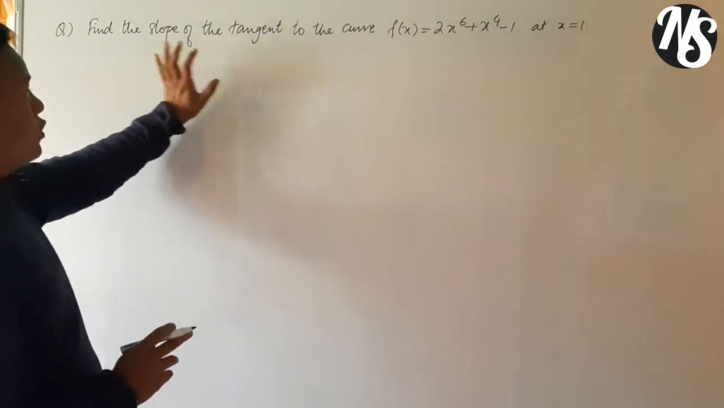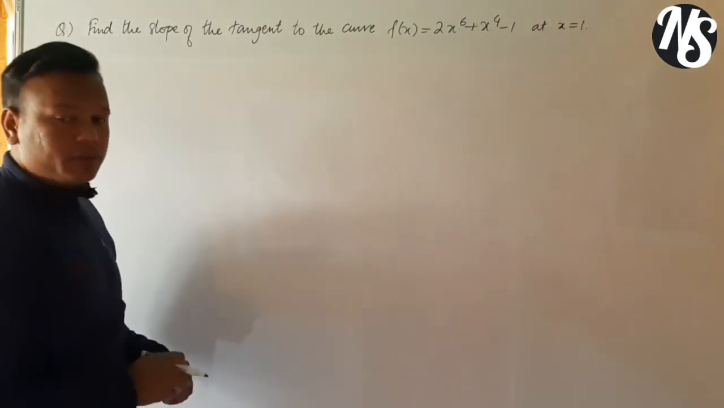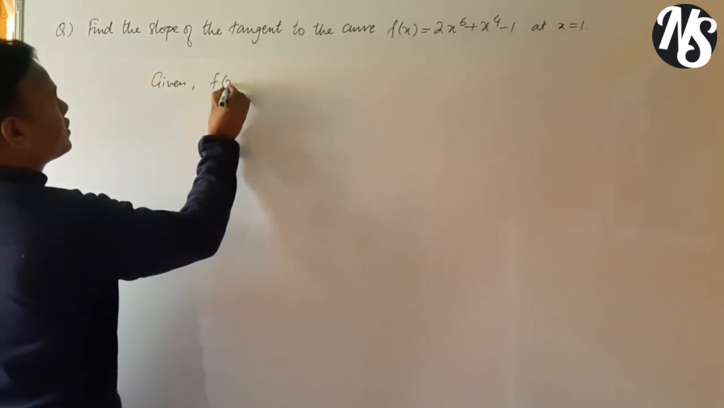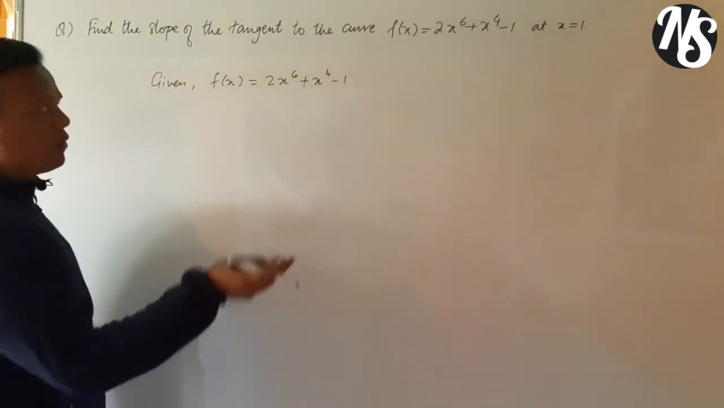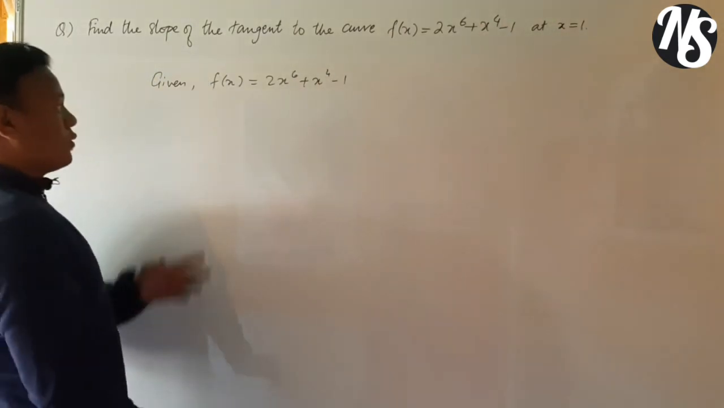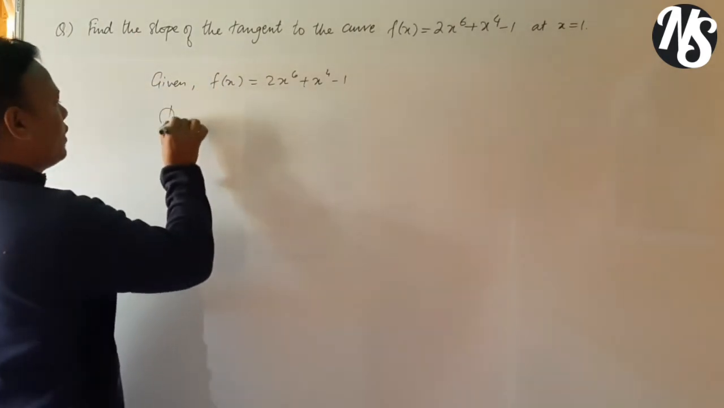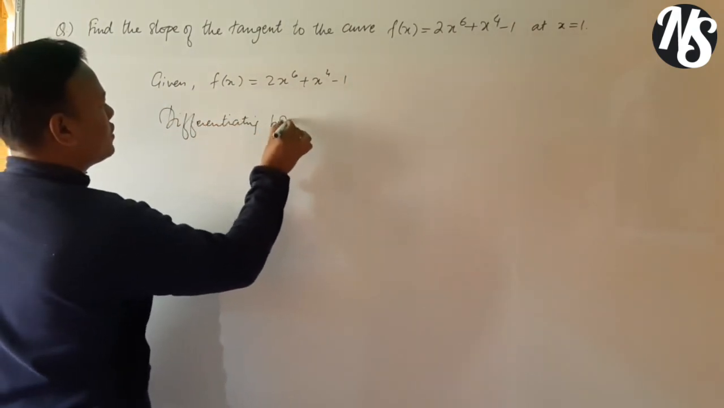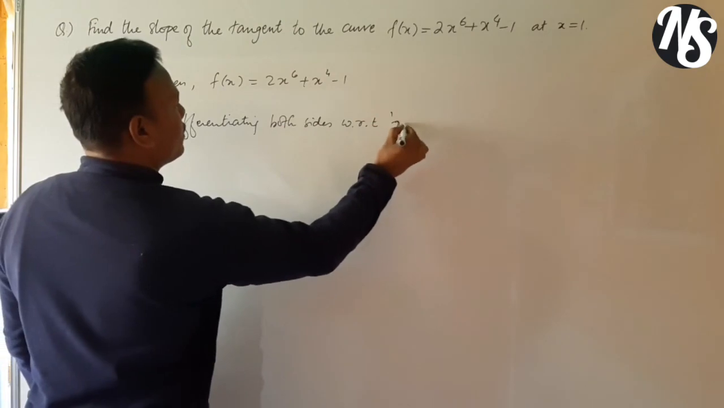The question says, find the slope of the tangent to the curve at x equals 1. Now this is entirely based on your concept of geometrical interpretation. Given is f(x) equals 2x to the power 6 plus x to the power 4 minus 1. And you want to find the slope of the tangent to this curve at x equals 1. So you know that the slope of the tangent is given by its derivative. That's why I'm differentiating both sides with respect to the variable, which here is x.